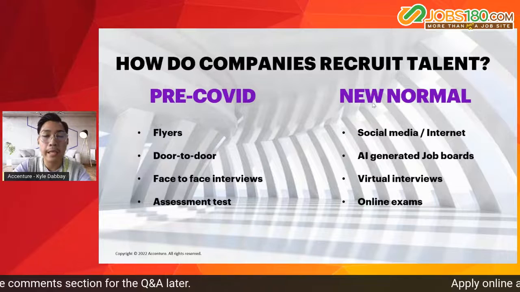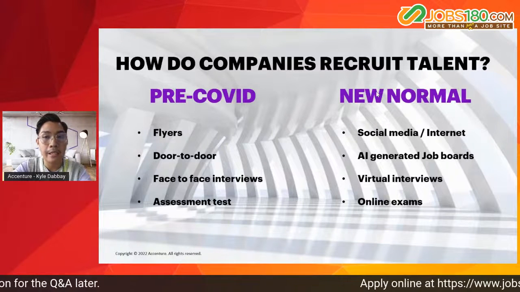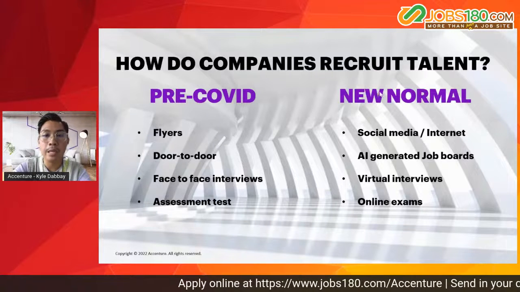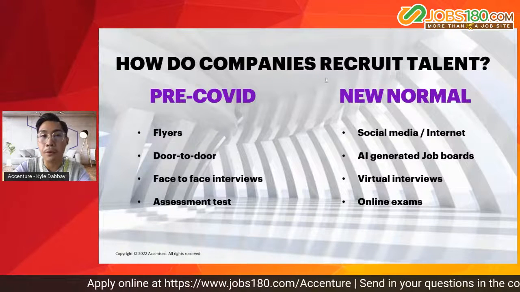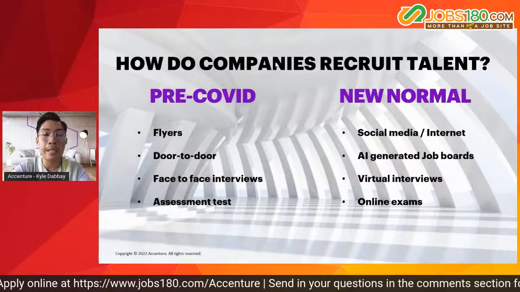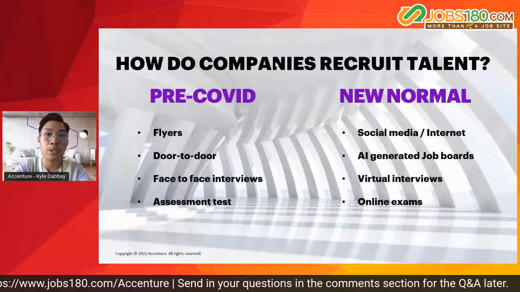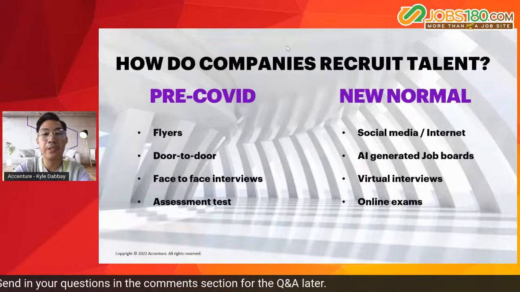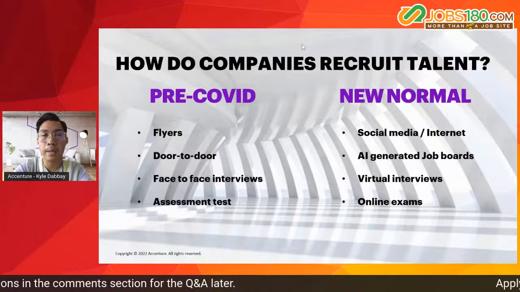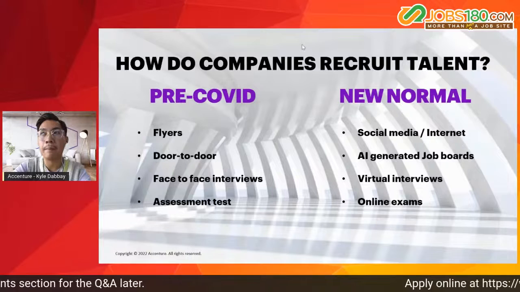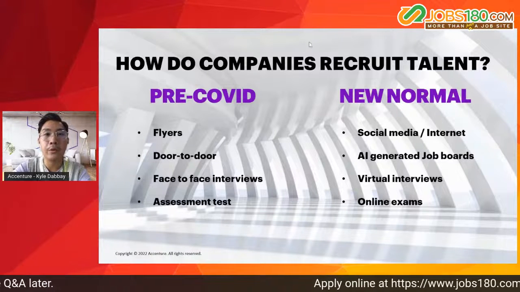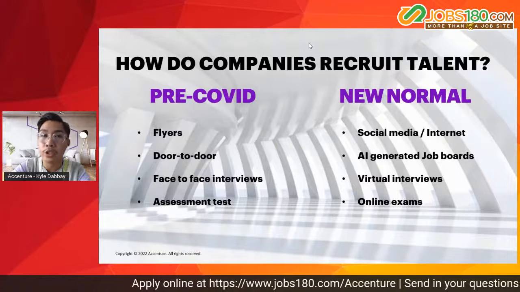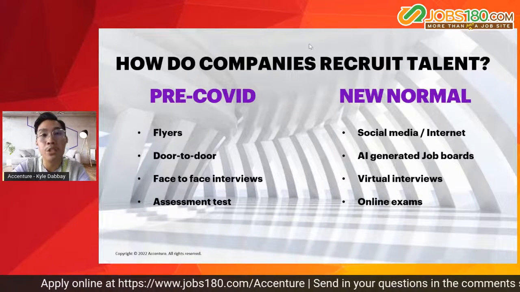And then also AI generated job boards. To explain this very shortly, AI generated job boards are used to curate specific job positions for you. AI generated job boards use, how do you say this, algorithms, in order for you to filter out the limitations of the job position you're looking for.